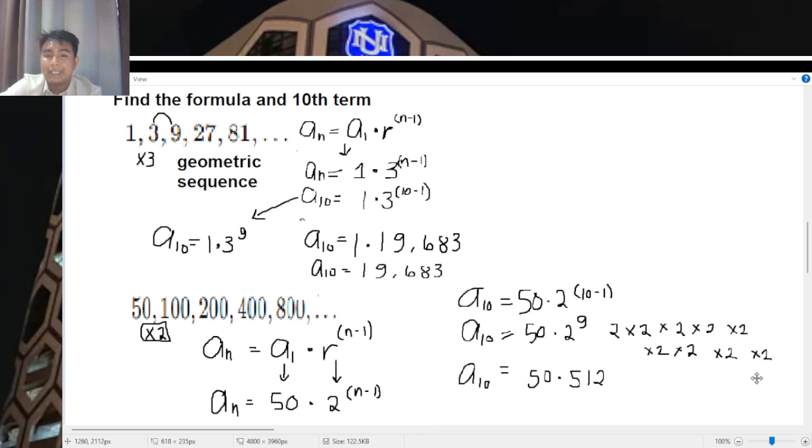So what's gonna happen next? Okay, just multiply them. Okay, what's 50 times 500? That would be equal to, let me just write it in here, 179,200. There you go. That will be your answer. Okay. Now, we have tried to answer geometric sequences.